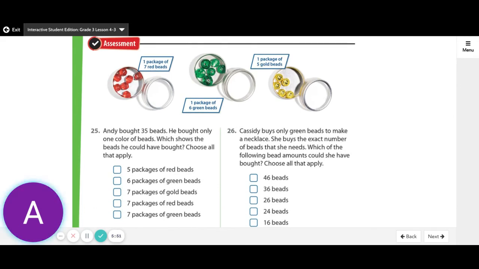Number 25. Andy bought 35 beads. He bought only one color of beads. Which shows the beads he could have bought? So we know he has 35 beads and he only bought one color. So we have to think about which one of these would divide evenly into 35. So we can think 35 divided by this number. There's 7 here.